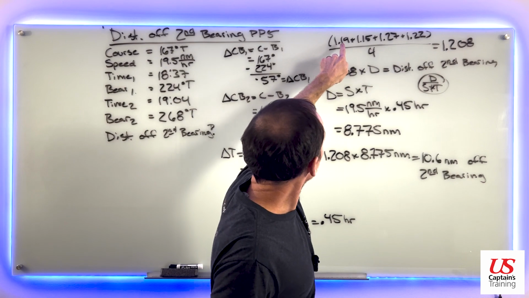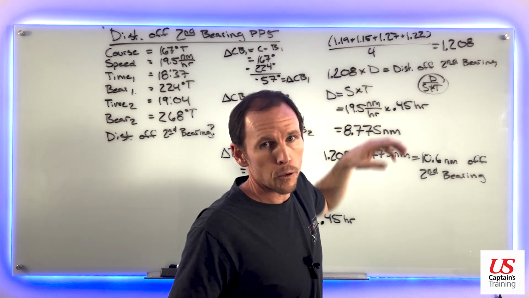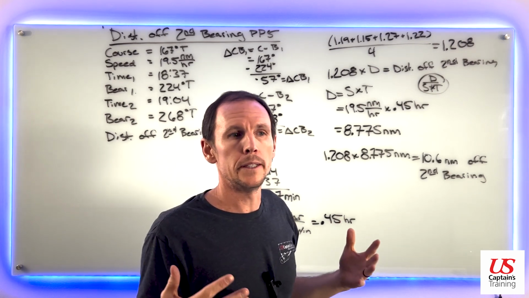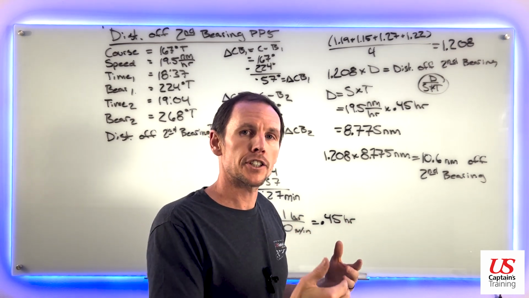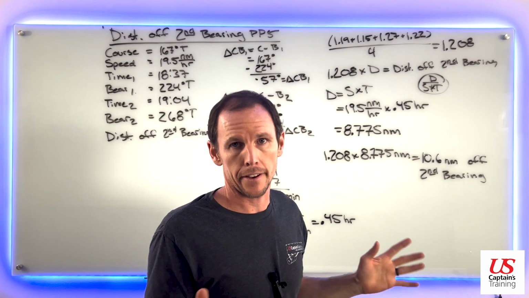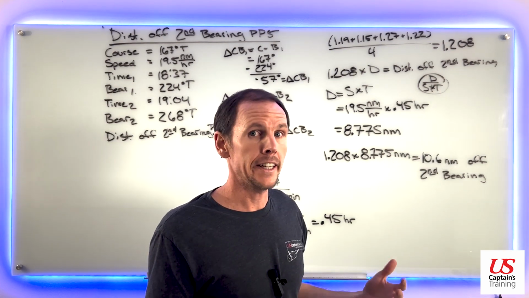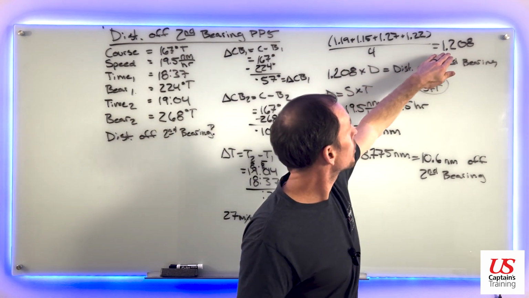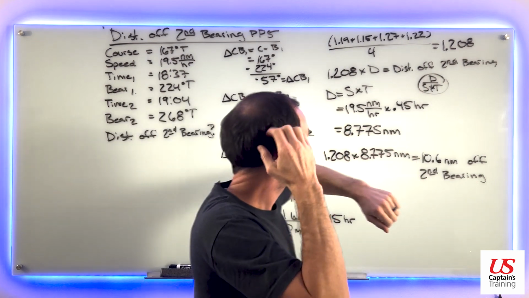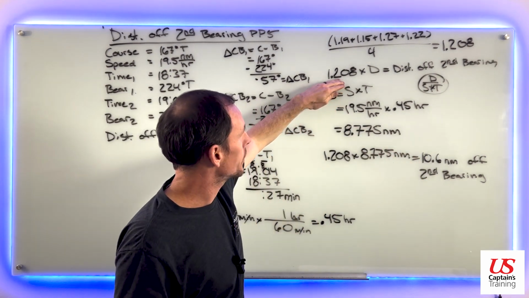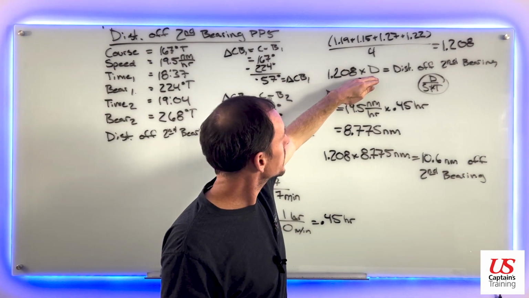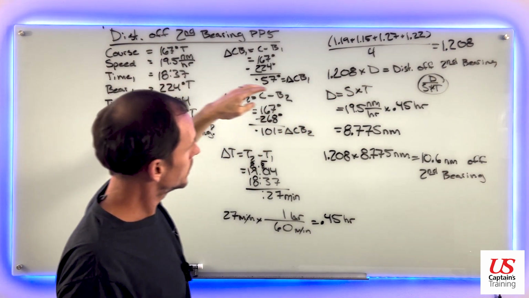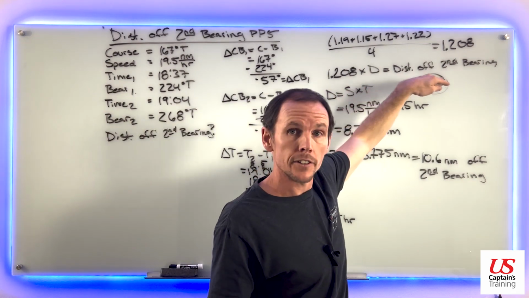So now we take all those values and divide them by 4. We're finding an average. We're interpolating. It's a weird word, but what it means is we're adding information to that table that's not there. We're finding an average of all these numbers. And in this case, it came to 1.208. But numbers aside, that table value times the distance we traveled between taking these bearings will equal the distance off the second bearing.